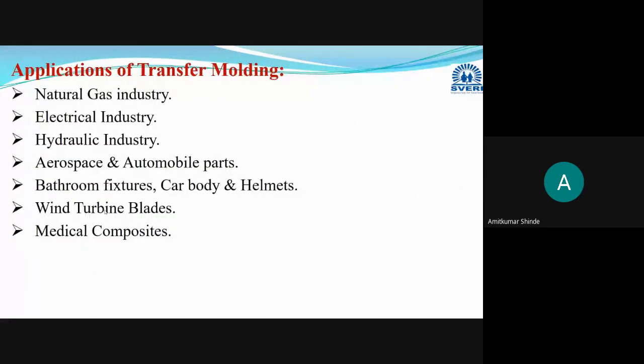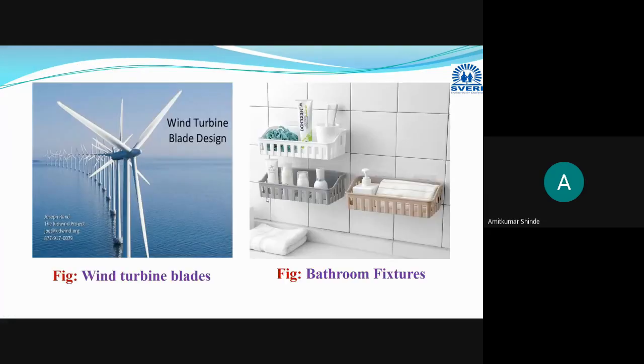And after this, these are the applications. Okay, this transfer molding process can be used in the natural gas industry, electrical industry, hydraulic industry. Then some aerospace and automobile parts can be manufactured with the help of this transfer molding. Then some medical composites, wind turbine blades, bathroom fixtures, car bodies, different helmets can be manufactured. Some pictures I have collected for better understanding.